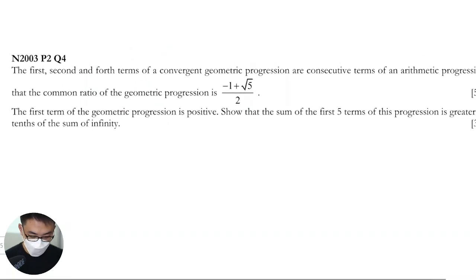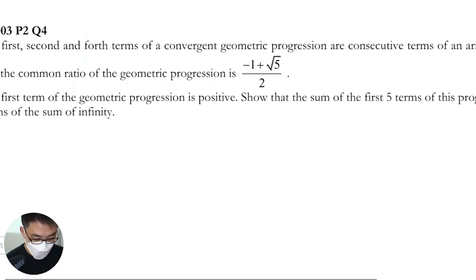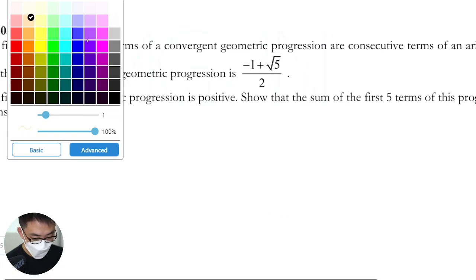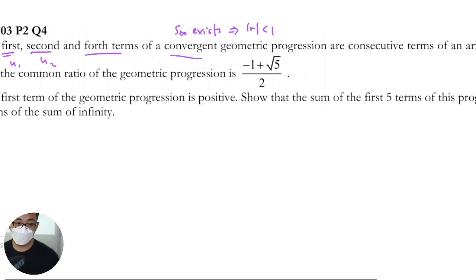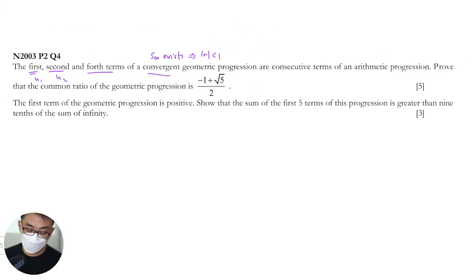Question. Let's see how we can do this. The first one is essentially U1, U2, the fourth term of a convergent geometric progression. Convergent means the sum to infinity exists, so the multiplier has to be less than 1, because you want each term to be absolutely smaller.